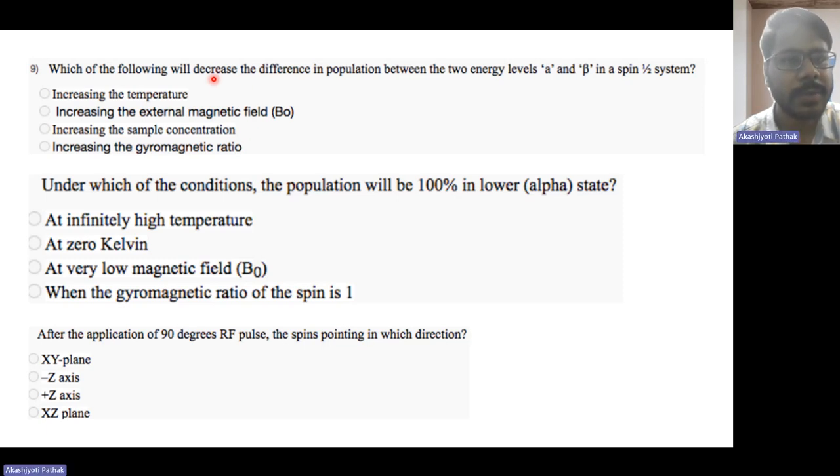So it is asked which will decrease the difference in population between the two energy levels. If you want to decrease the difference in population, increasing the gyromagnetic ratio will not help. Increasing the sample concentration will also not help. Increasing the external magnetic field will also not help. So the answer for this question is increasing the temperature. Okay.